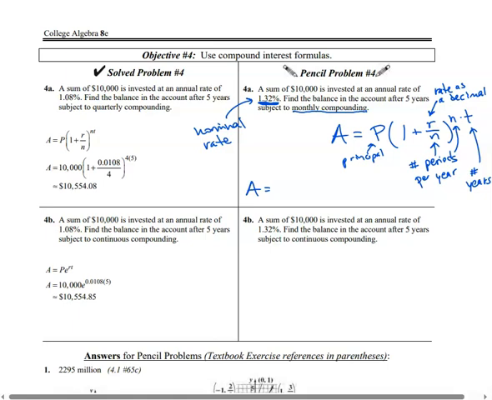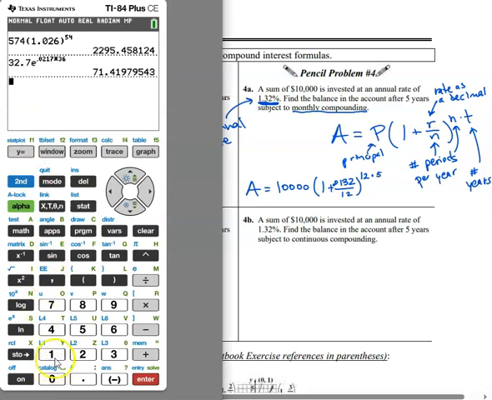The balance in the account is going to be 10,000 times 1 plus 0.0132, which is 1.32% as a decimal, divided by 12, and then times, it's monthly, so there's 12 periods per year, and there's 5 years. So 12 times 5 makes 60. There's going to end up being 60 periods total. And I'm going to plug that in. 10,000.